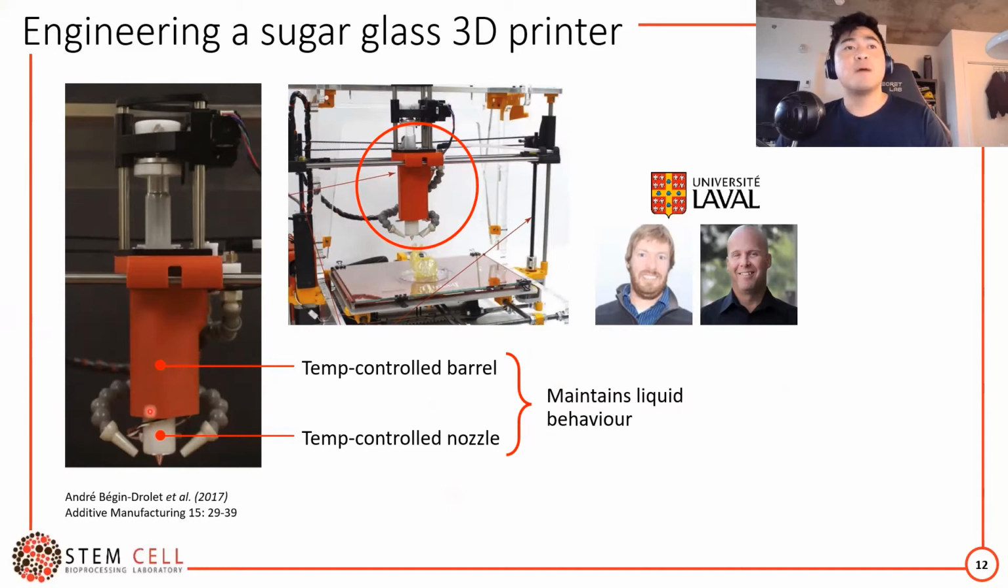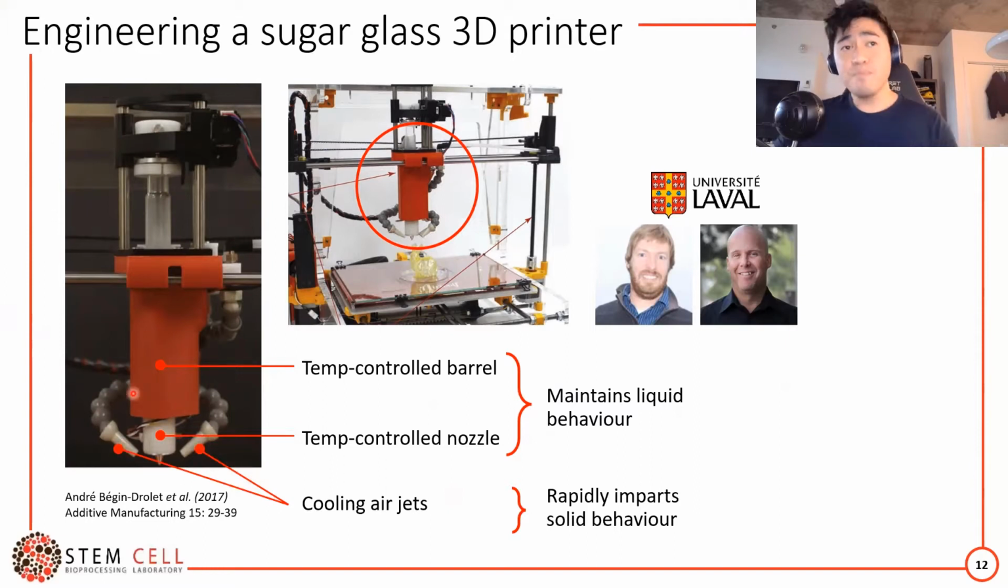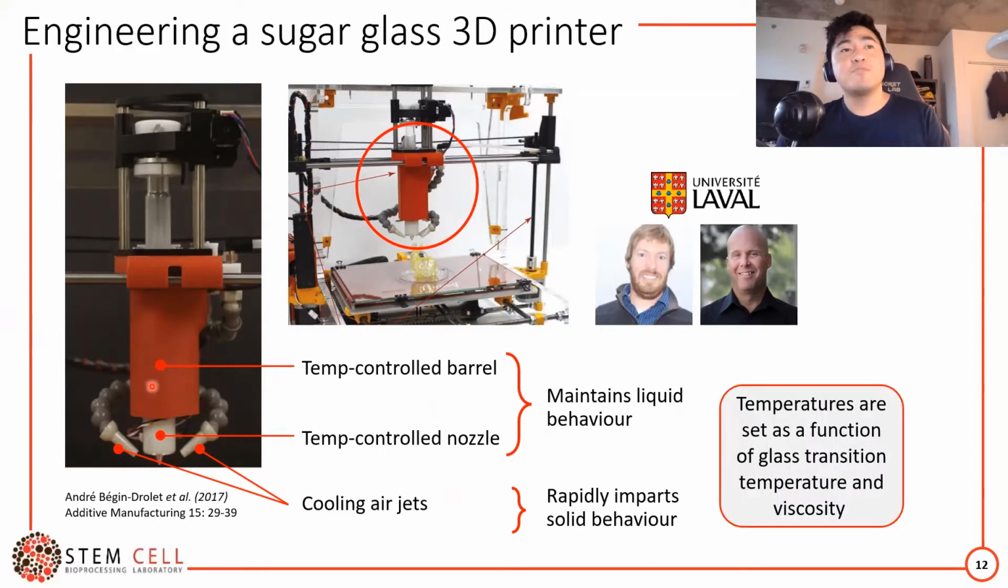Now, in order to get that rapid solidification, we have these cooling air jets here. Those are the structures you see there. What those do is they shoot cold air at the material as soon as it's deposited. This convection improves the heat transport of the material, making it able to transition from a liquid to a solid. And as mentioned, the temperatures chosen in the barrel and in the nozzle are controlled, and they're chosen based off of the viscosity and the glass transition temperature of the sugar glass. This is the temperature at which the material changes from a flowing behavior to a strictly solid behavior.